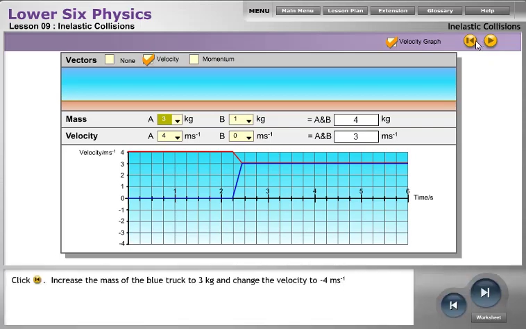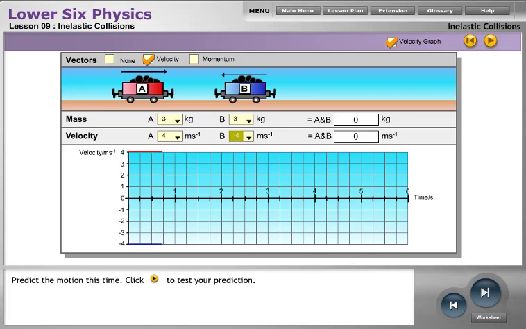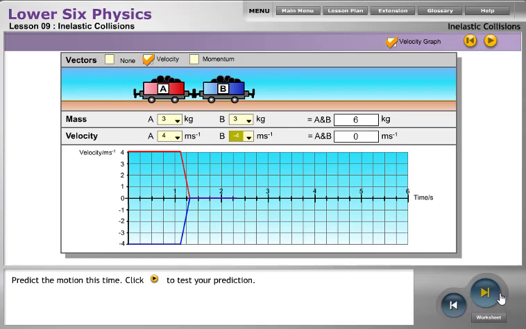Click Reset. Increase the mass of the blue truck to 3 kg and change the velocity to -4 meters per second. Predict the motion this time. Click Start to test your prediction. Investigate some different combinations of values of masses and initial velocities of the trucks.